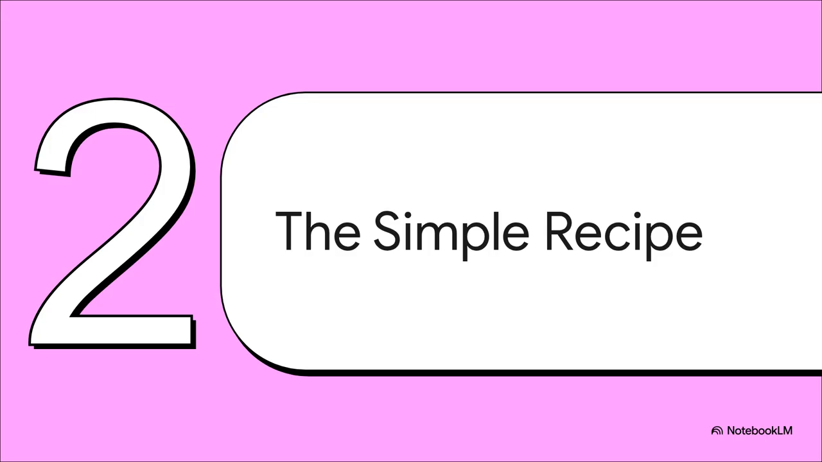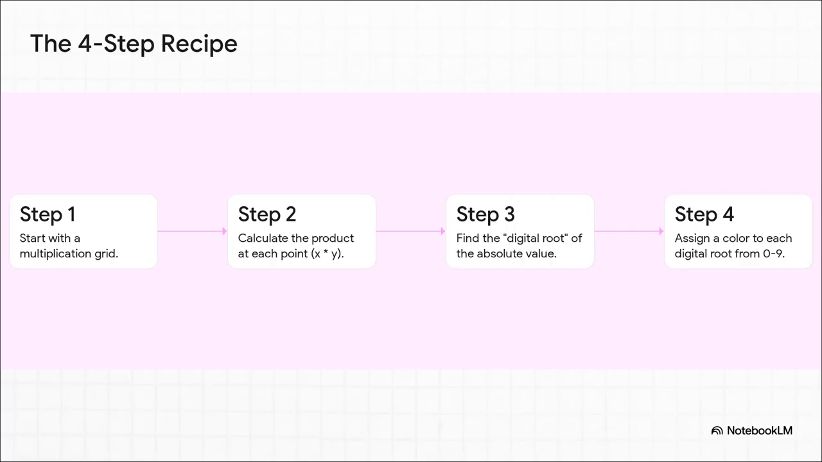And it all begins with a basic multiplication grid. It's really just 4 steps. First, you start with your grid. Then you multiply the coordinates, x times y. Third, and this is the absolute key, you find something called the digital root of that number. And finally, you just assign a color based on that root. That's it. The whole secret sauce is in step 3.